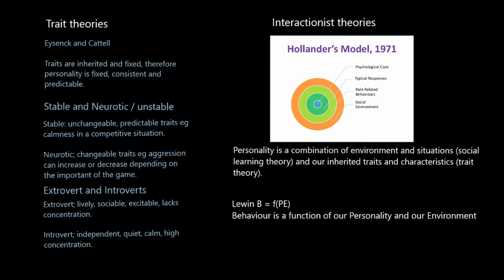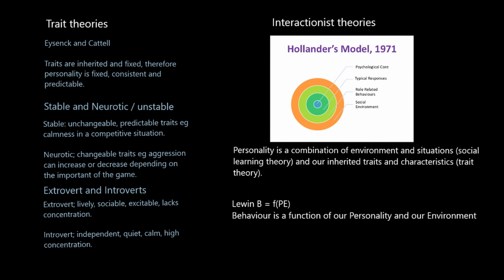And so another psychologist who believes in interactionist theories is Lewin, who basically has put that into an equation. B equals FPE, where B is behaviour, F is function, P is personality, and E is the environment. In other words, our behaviour, how we act, is a function of our personality, i.e. our traits, and the environment, who we are with, what we are doing, where we find ourselves.